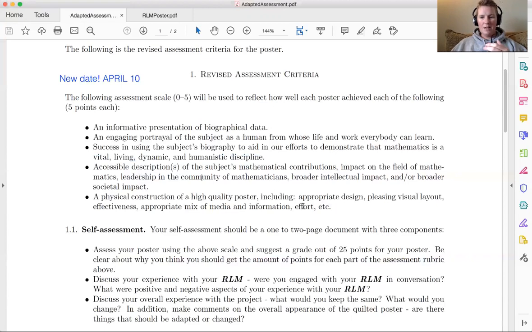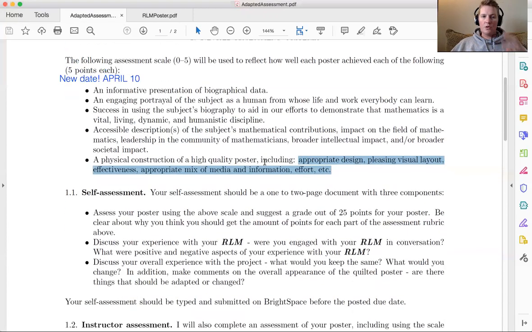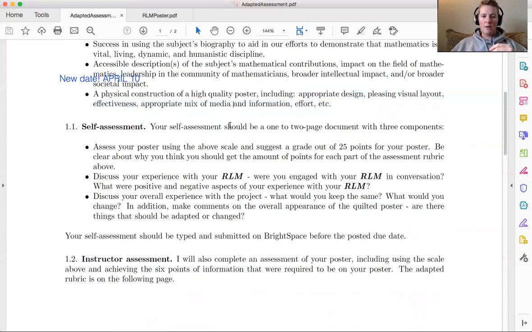And then did you make a good poster? Did you put some effort into it? Was it visually pleasing? Did you mix the pictures up? Was it nice? So there are 2 parts to this. There's a self-assessment part, and then I will assess you. Your self-assessment is 1 to 2 pages, and it has 3 components. First, using the above scale, give me a grade that you would suggest out of 25 points, 5 for each of the bullet points, and tell me why you think you should get each of those points. If you think that you didn't do a great job, give me a reason why.